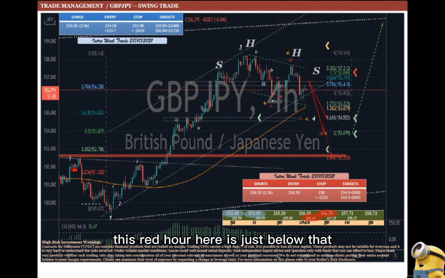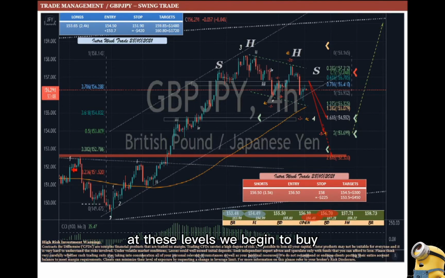This red arrow here is just below that. It's actually at 157, but you can't get below any entry except below level 1. So it's going to be 156.5. The stop is 158. If you're selling 1.5 minutes, it's $225 risk or 2.25%. We just take profit at 154.5. That level here at the green arrow equates to almost 1-to-1 risk reward, a bit more. It would equate to $300. If we're fortunate enough to see 153.5, it would be, of course, more, 1 to 2, but we don't expect to see 153.5 unless there is a fundamental driver.